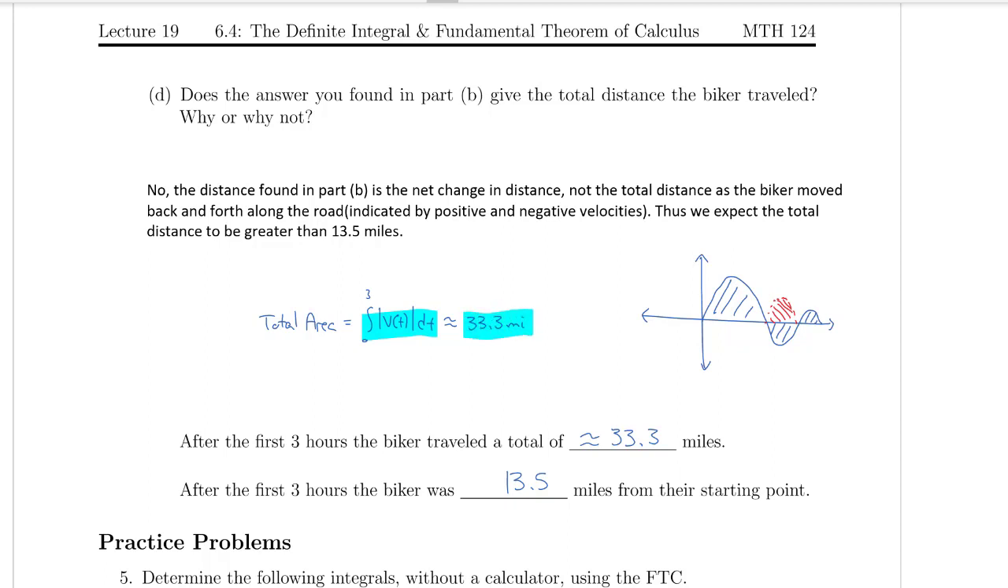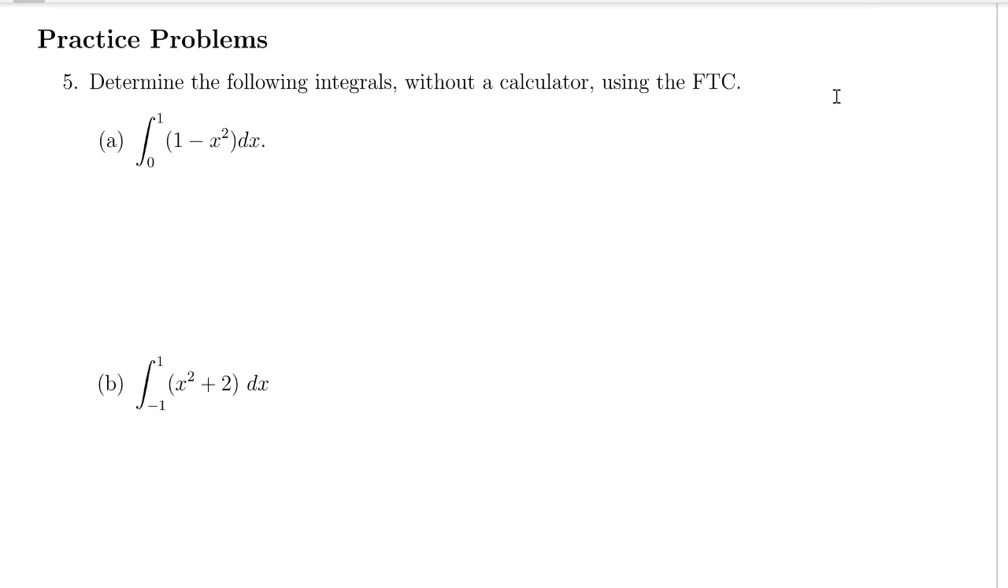So you may need to search for the absolute value function in your calculator and wrap up your velocity function in that absolute value function first. You can actually type it: if you hit the math button on your calculator, scroll over to NUM, and you'll see ABS for absolute value function. So give that a try, and you should come up with 33.3 miles. And we already calculated how far the biker was from their starting point, and that's the 13.5 miles seen below.